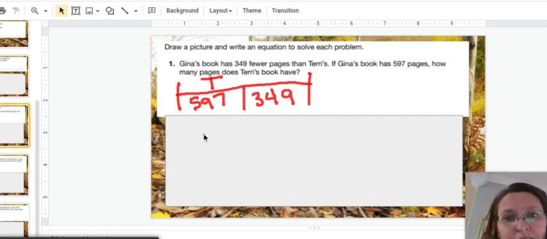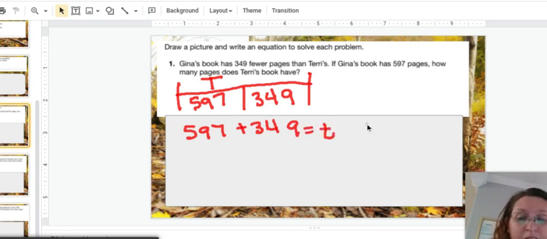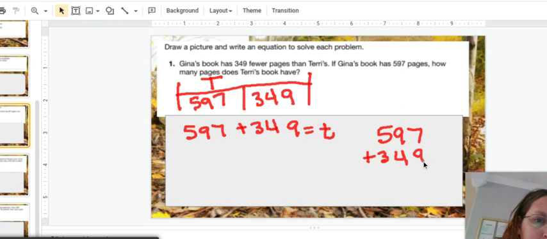So in this example right here, I'm going to take both my parts, 597 plus 349 equals T. So how would I solve it? To solve it, I would add them. So I would do 597 plus 349.